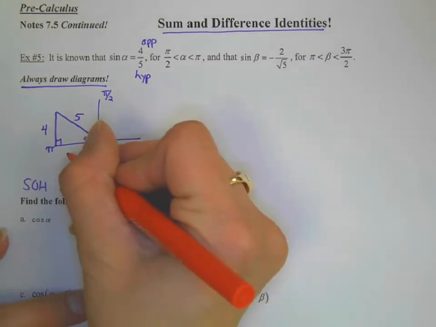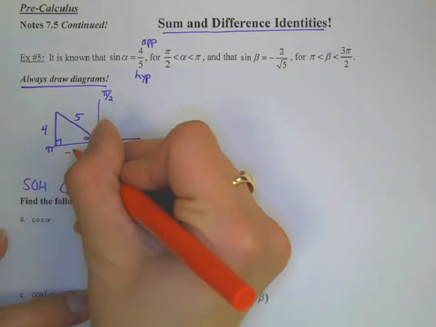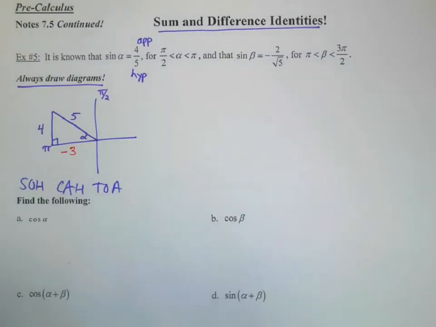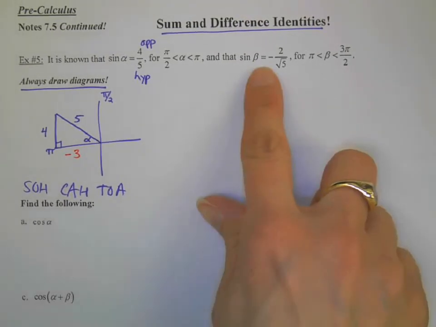Wait, did you say the right number? Did you say -3? Okay, because it goes left. So you have to make sure if you go left or down, you put your negatives. All right, now let's go over here and draw the next picture.